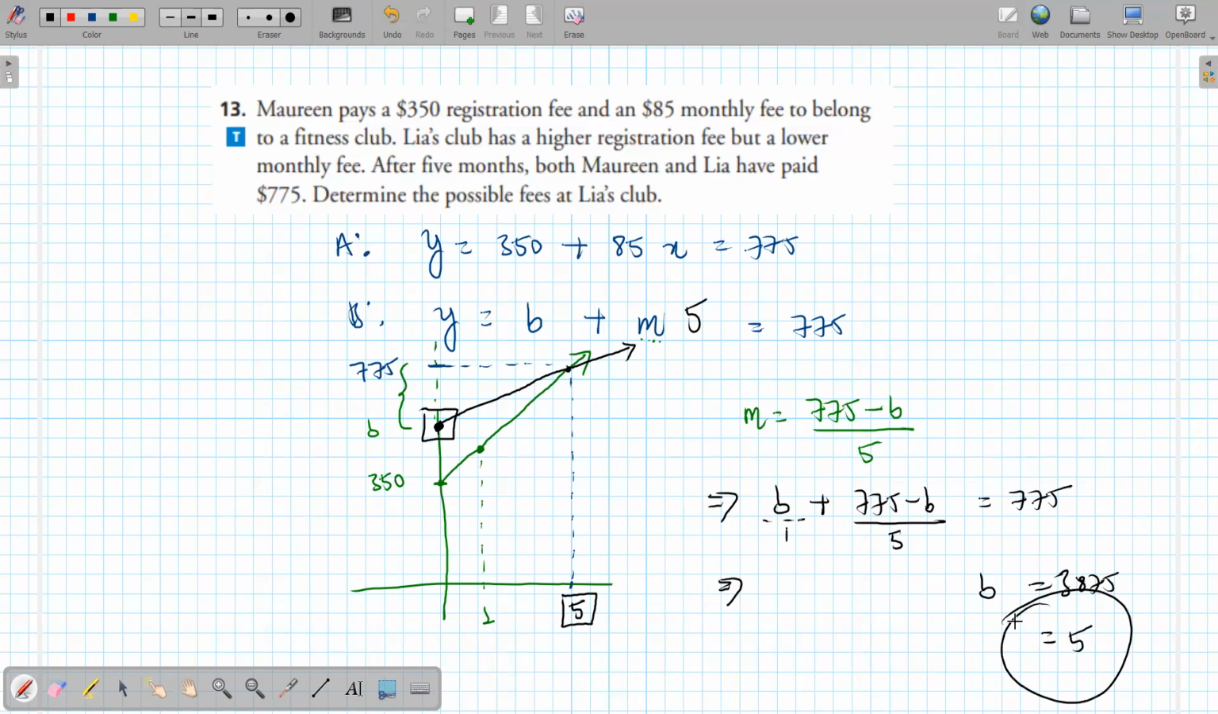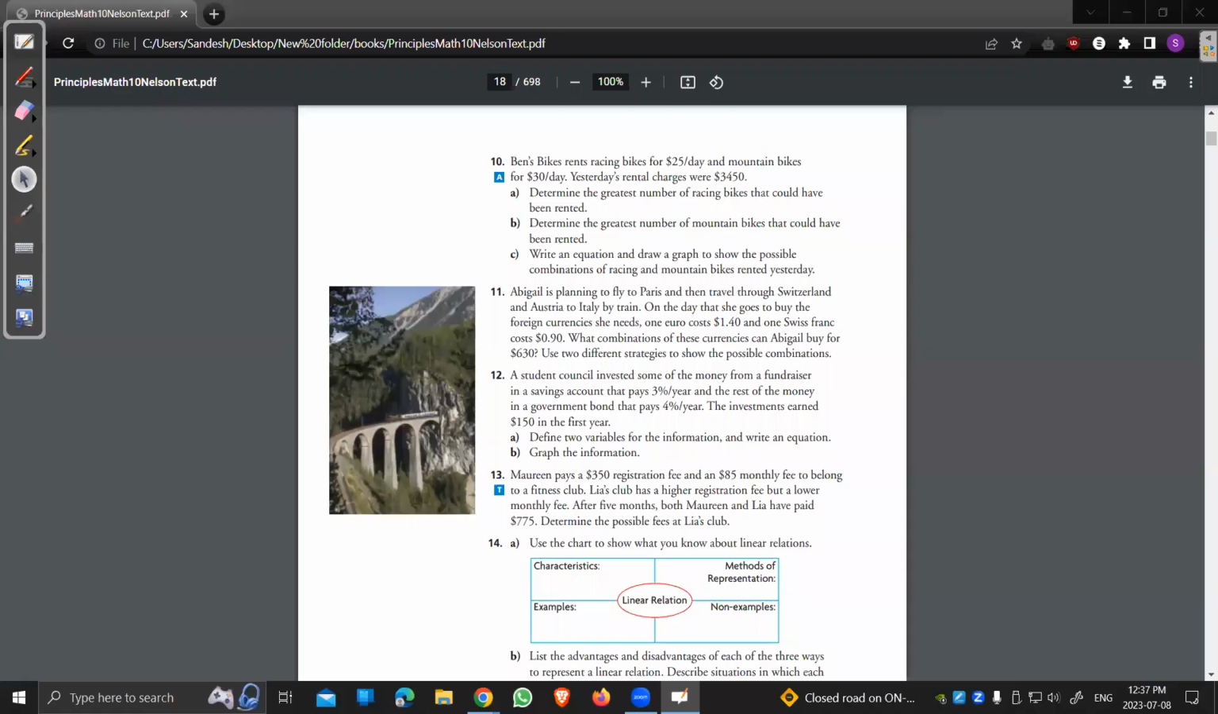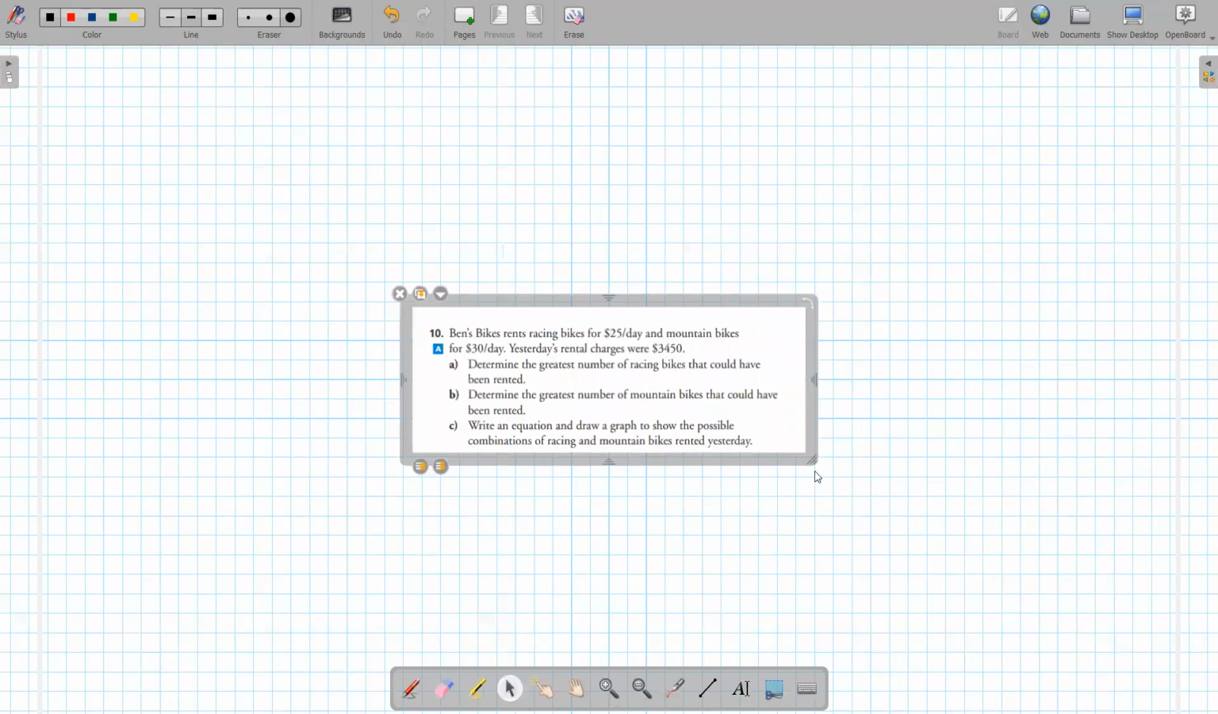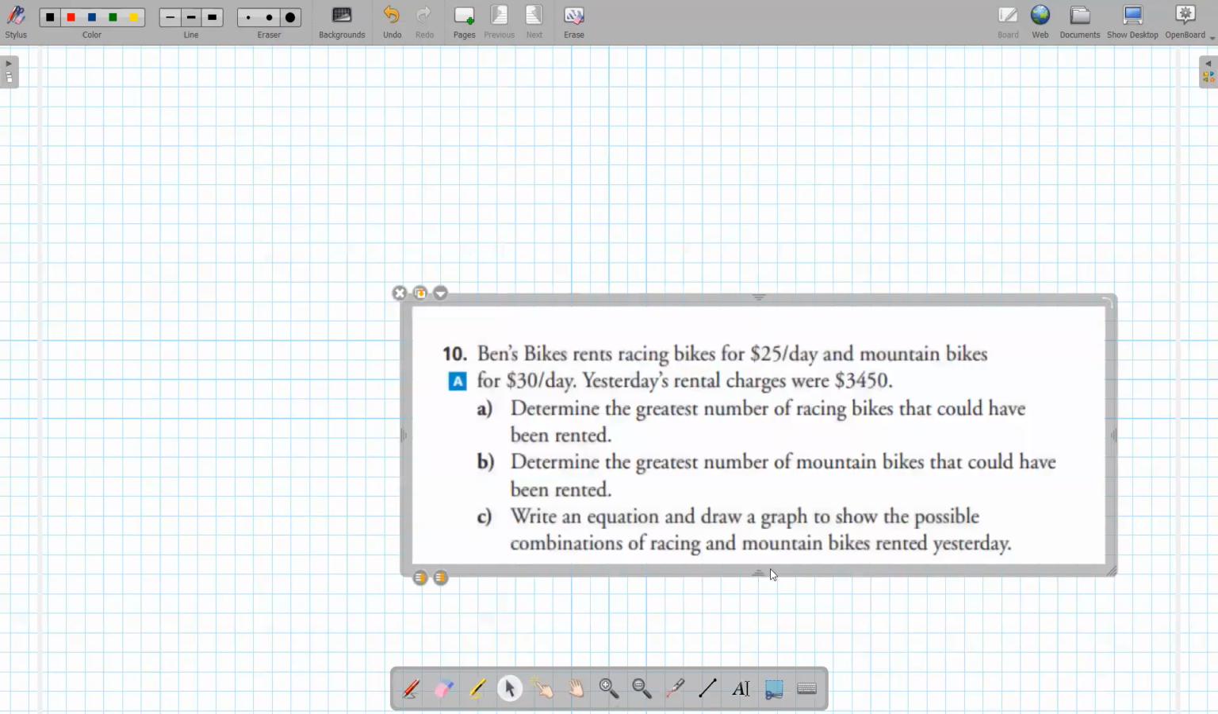And then you want to plug this back in here to solve for M. So 5 plus 5M equals 775, which means 5M is 770. 770 divided by 5, so the other answer there is 154. Cool? So this one was definitely a tricky question. Let's look at another one which may not be as tricky as that one. See, there's only one way to do this.